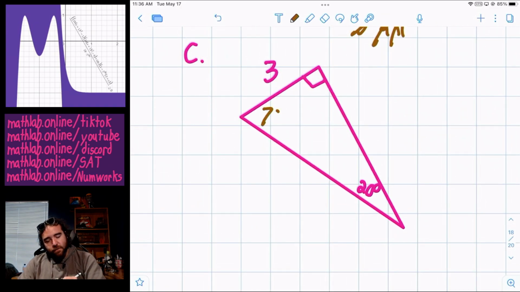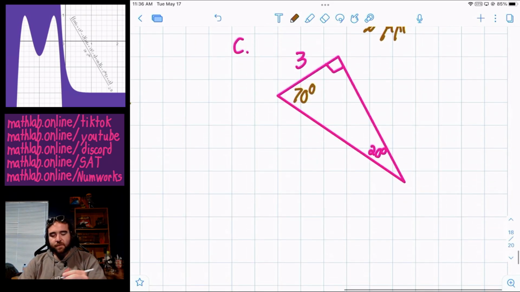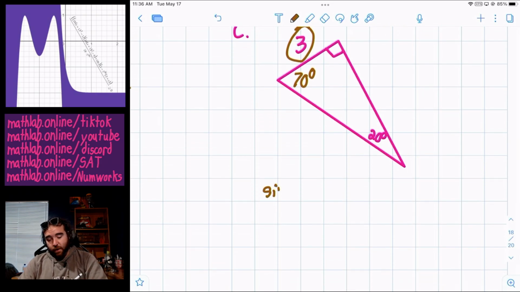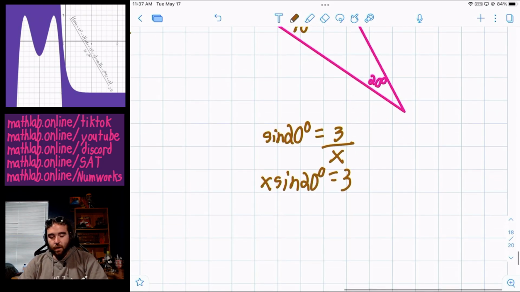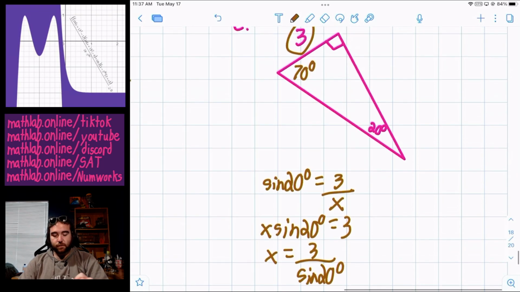So then here, 70 degrees, because they got to add up to 180. And then we'll set up a sine, because we've got the opposite. So the sine of 20 degrees is 3 over x. So that means we'll multiply both sides by x. So x is the sine of 20 degrees equals 3. And then divide. So x is 3 over sine of 20 degrees.